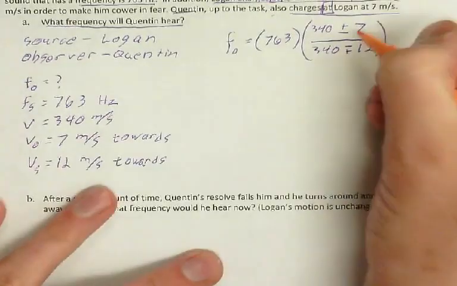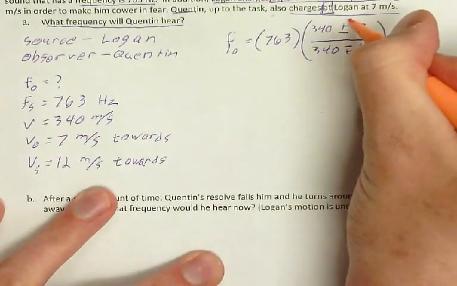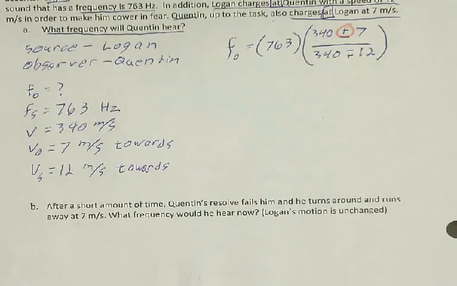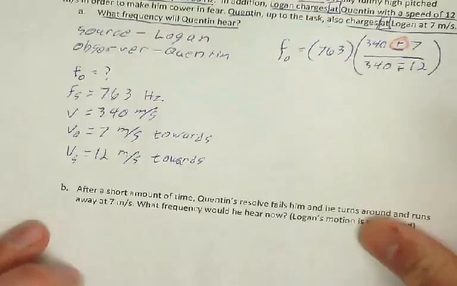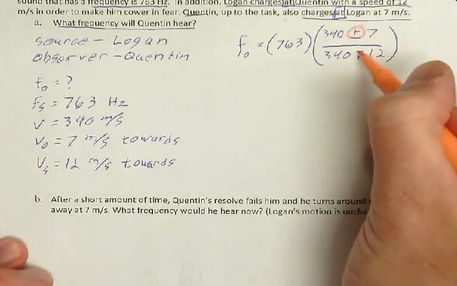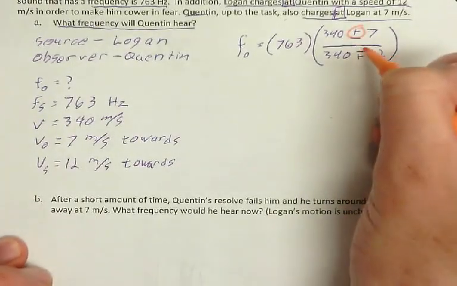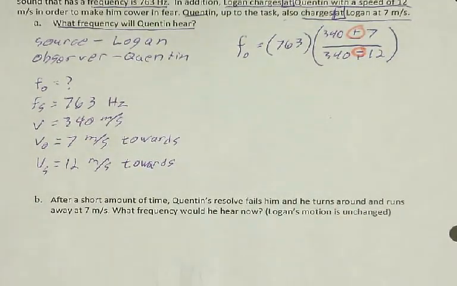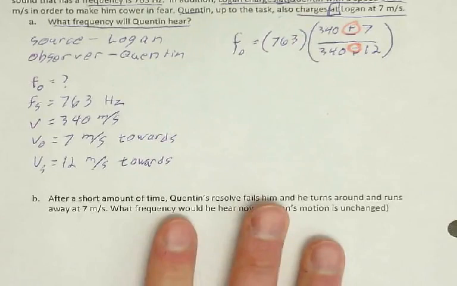So here's my observer's speed. The top sign is positive. Okay, source is towards. Towards is top. Here we go. The top sign in the denominator for the source is negative. So even though they're both towards, one is positive, one is negative.